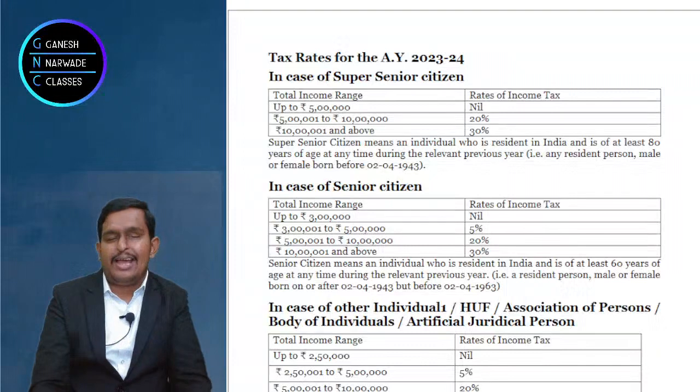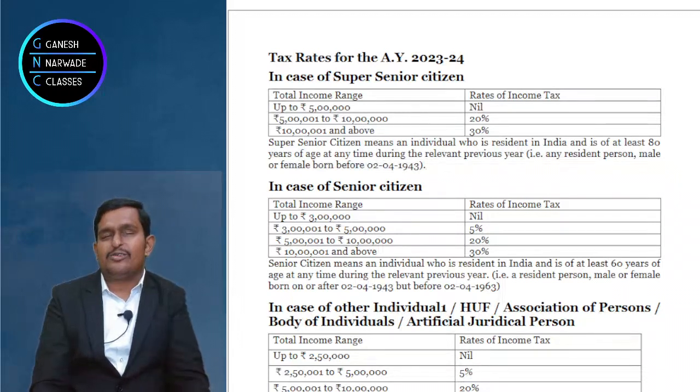Up to 3 lakhs, zero tax. 3 lakhs to 5 lakhs, 5% tax. 5 lakhs to 10 lakhs, 20% tax. 10 lakhs or above, 30% tax.